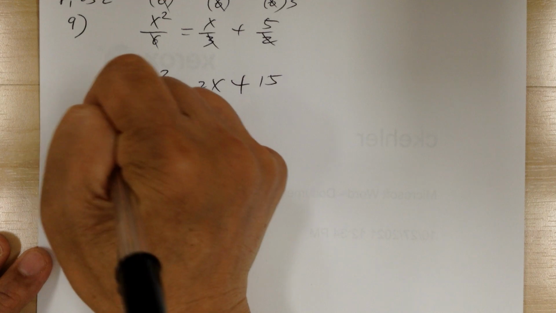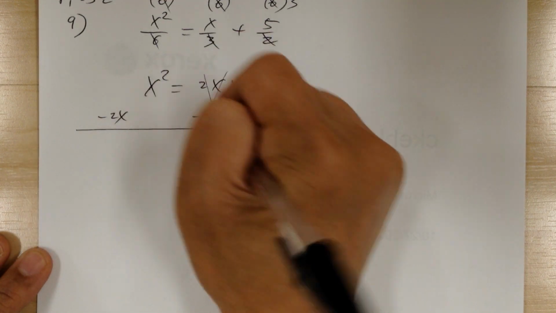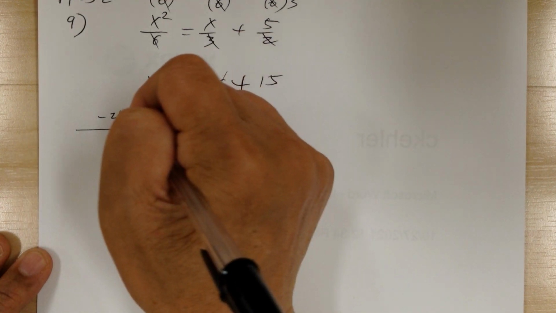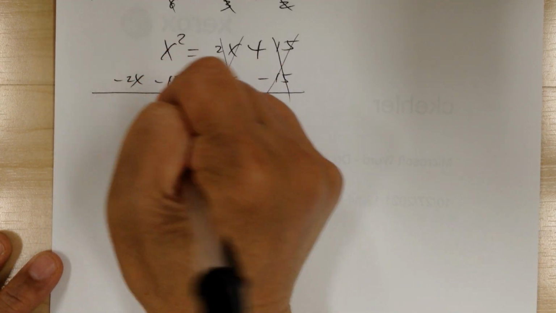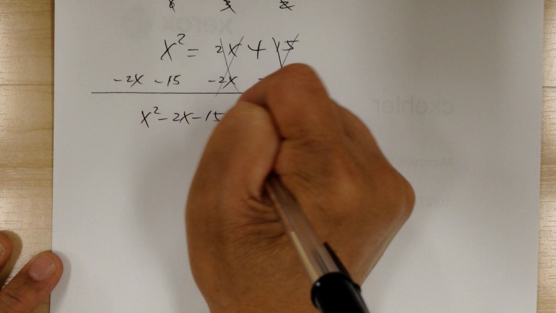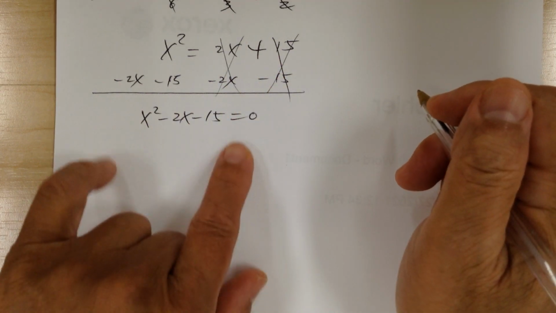So minus 2x on both sides. So this will cancel out. Minus 15 on both sides. So this will cancel out. So you get x squared minus 2x minus 15 equal to 0. Then you have to do the factoring.